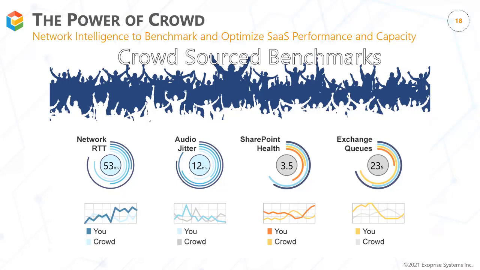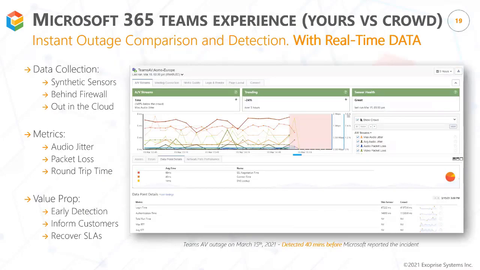And also on the next slide, you can see that having these crowdsourced metrics can really help when it comes to outages, outage comparison and detection. So this is an example from, I think, March 15th, so only about a little over a month ago, where the CloudReady platform helped customers detect a Microsoft outage. I believe it was an Azure AD outage, up to 40 minutes before Microsoft reported the problem.